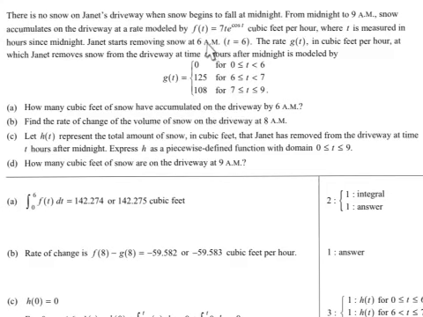So she wakes up and goes, oh my goodness, I've got to get my car out today. That's 6 hours after midnight. g of t, in cubic feet per hour, so g of t is a rate, and so is f of t, cubic feet per hour. She removes it. This is your function. It's a piecewise function. Let me draw it quickly. It would look something like this.